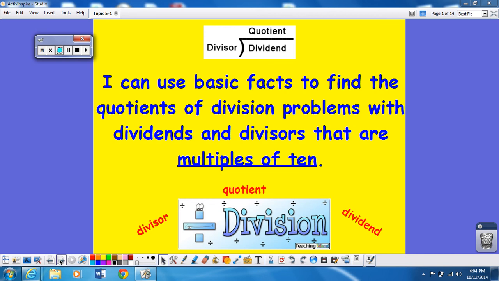You'll notice on this first slide, I just have a basic division problem set up, showing you that the divisor is always the number that you're dividing by, and it's outside the house. The dividend is the number you're dividing into, and then the quotient is always your answer. The answer to any division problem is called a quotient.